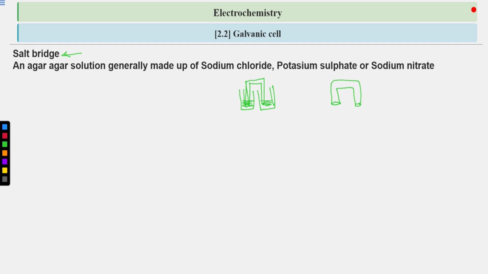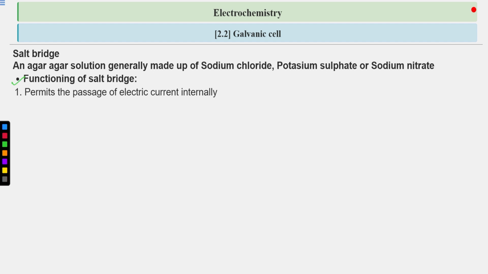Okay, so if you talk about the salt bridge, an agar-agar solution is generally made up of sodium chloride, potassium sulfate or sodium nitrate. So in the salt bridge, an agar-agar solution is present, made up of either sodium chloride, potassium sulfate or sodium nitrate. Inside the salt bridge, we can have these three types of solutions. Basically, the salt bridge is for maintaining the neutrality of the ions between the two solutions.